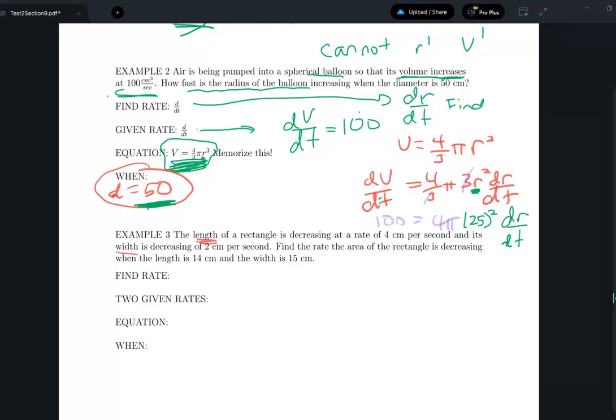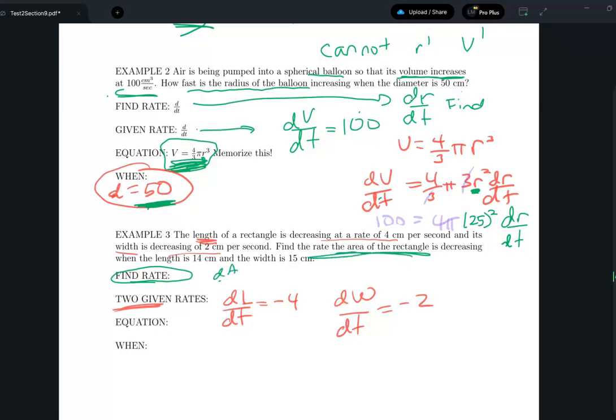Okay, here, the length of a rectangle is decreasing. If a rate is decreasing, and I can be given 2 rates, I'm going to say dL over dt, let me make it capital L, is -4. When a length is decreasing, we want to assign it a negative rate. Its width is decreasing, dW over dt, at -2. So there are 2 given rates. What are we asked to find? How fast the area is decreasing. So find dA over dt.